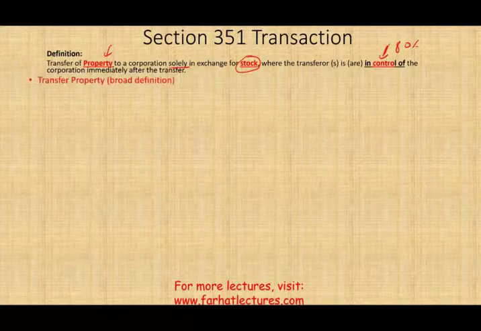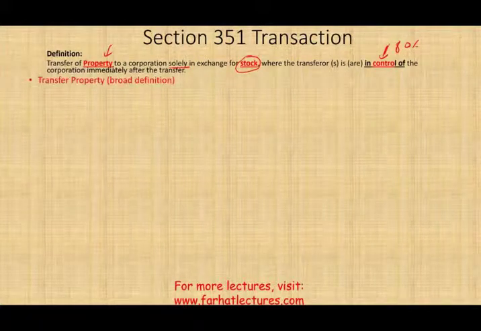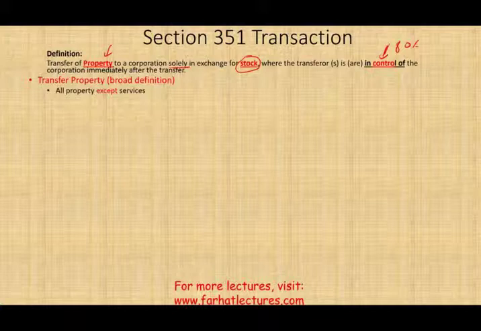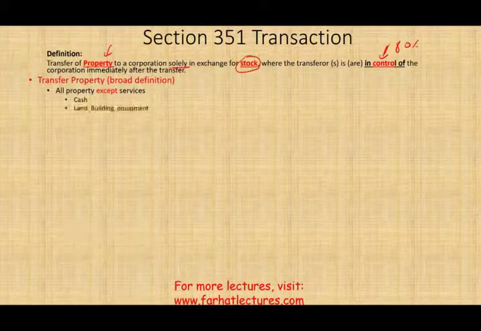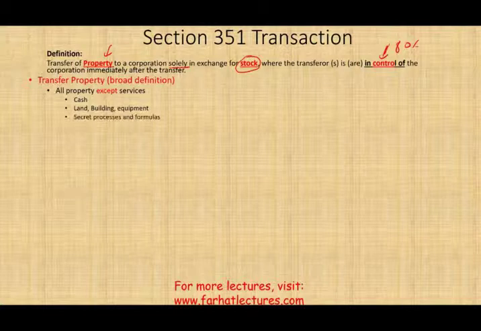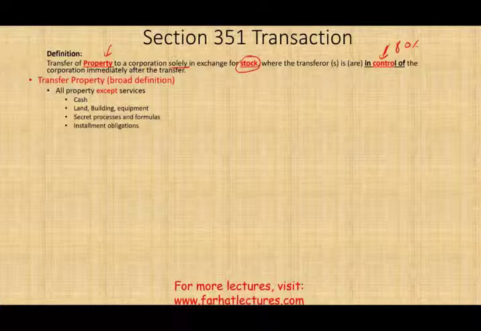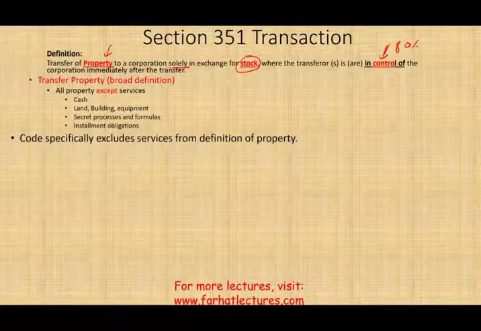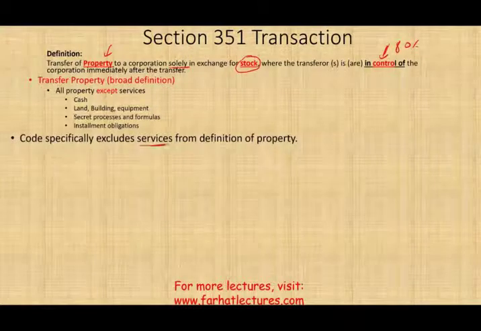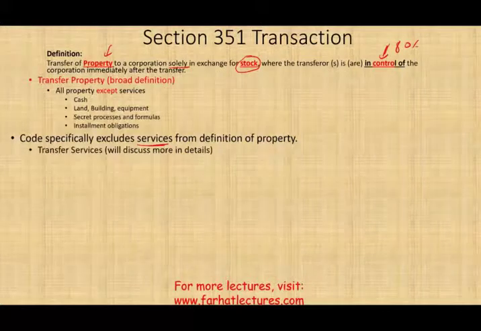Okay, so what do we mean by property? Property has a broad definition. Property would include everything, but specifically excludes services. And we're going to be talking about services much more. What happens if you contribute services rather than property? The property would include cash, which is easy. Cash basis and market value are the same. It could include land, building, equipment, secret processes and formulas, installment obligations. Anything you can contribute to the company is property, but you cannot contribute your services. If you do, it doesn't fit under the definition of 351, which we'll talk about much more. We'll have a whole recording about that topic. So the code specifically excludes services from the definition of property, and we will discuss this in more detail later on.